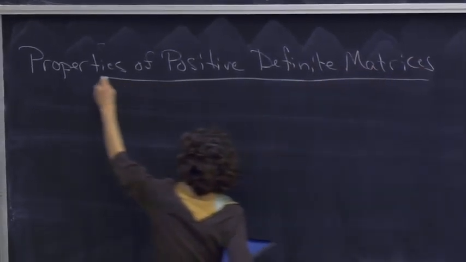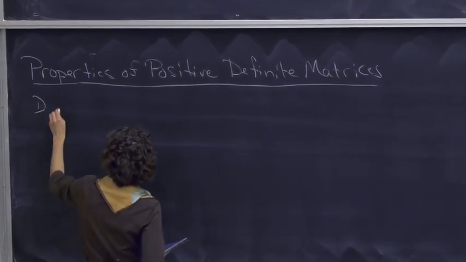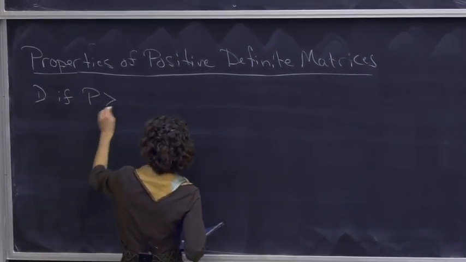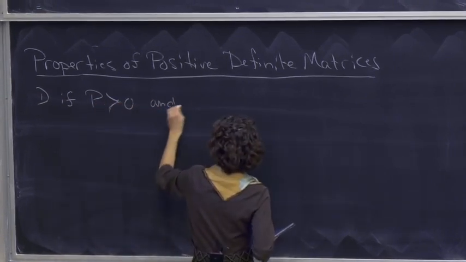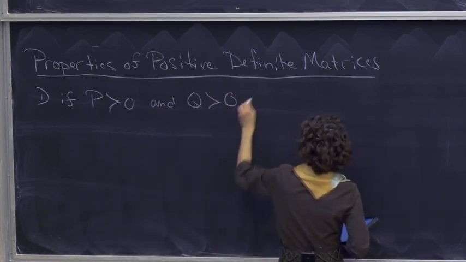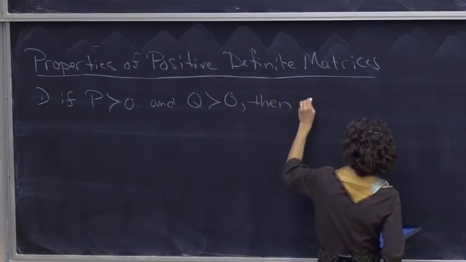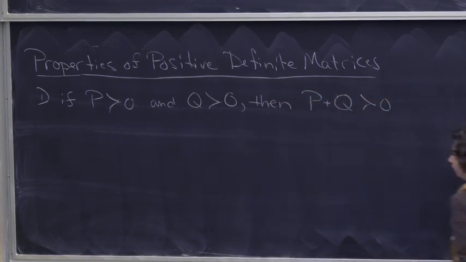Okay, so let's talk about some properties of positive definite matrices. So the first one is if I've got a matrix P that's positive definite and another matrix Q that's positive definite, then their sum, P plus Q, is also positive definite.